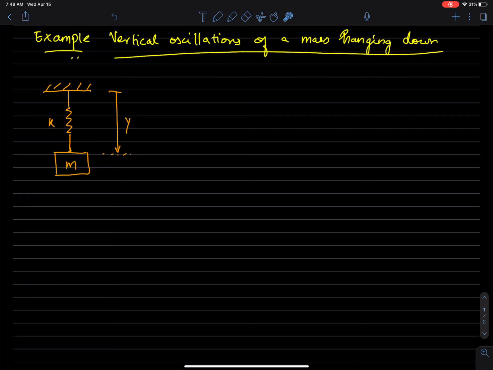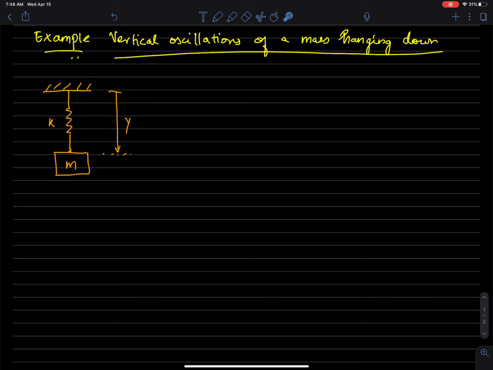Here's another example. This example concerns the vertical oscillations of a mass hanging down. So we have a ceiling, a spring, a mass, and the mass is hanging on the spring. And the vertical position of the mass is denoted by y with downward positive. That's a sign convention that we are using.